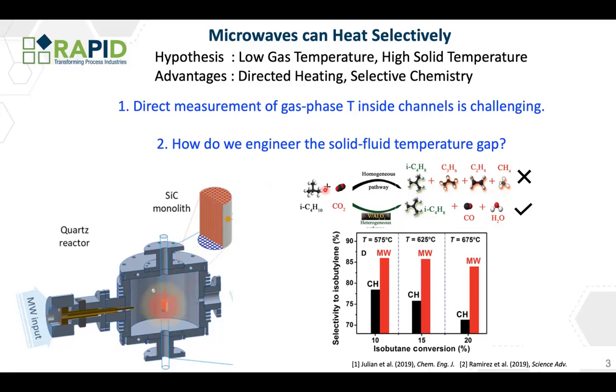The direct measurement of gas phase temperatures inside channels in microwave heating is challenging because we can't use our traditional techniques, for instance, thermocouples, because they interact with the electromagnetic field of supply, thereby leading to erroneous measurements. And so this motivates our computational study, where we want to use models to predict both the gas phase and the solid phase temperature. And even more, we want to understand how we can engineer the solid fluid temperature gap.